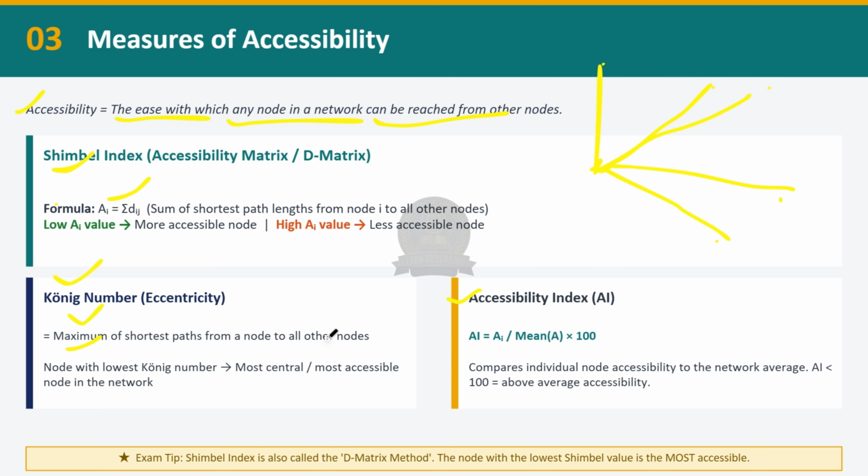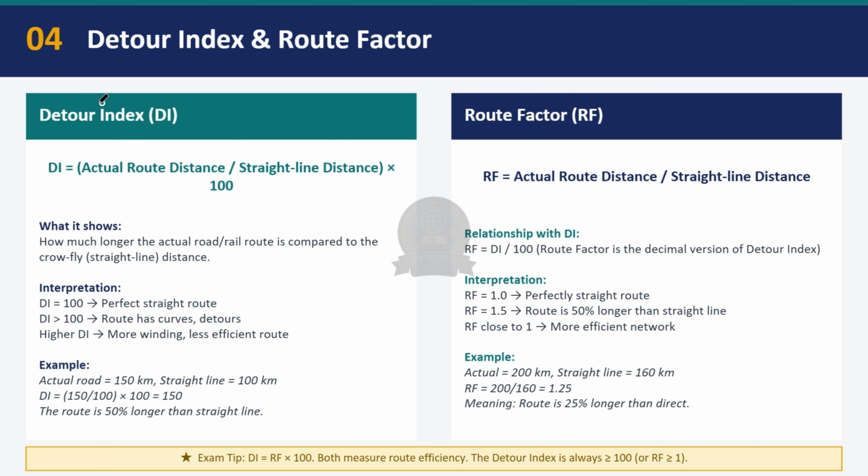The symbol index is also called the D matrix method. The node with the lowest symbol value is the most accessible. Detour index, DI, is equal to actual route distance divided by straight line distance, multiplied by 100. What does it show? It shows how much longer the actual route or rail route is compared to the crow fly straight line distance. This is the interpretation.